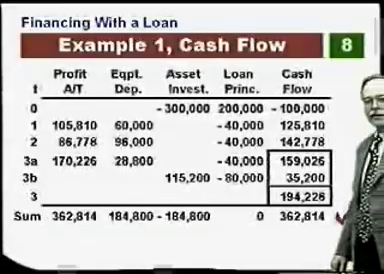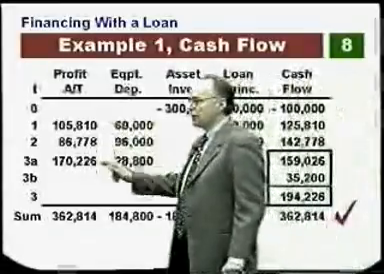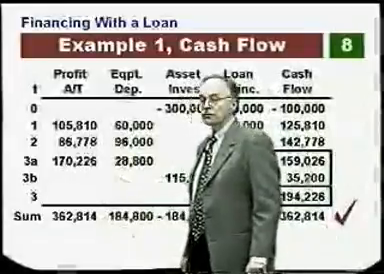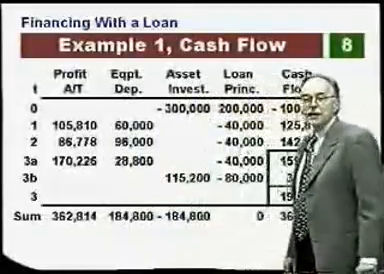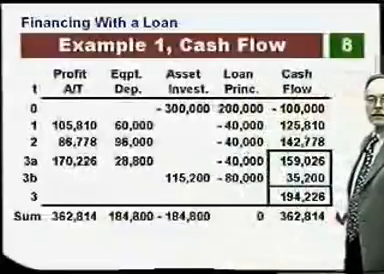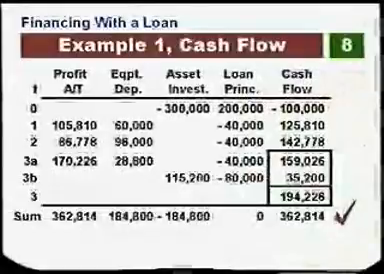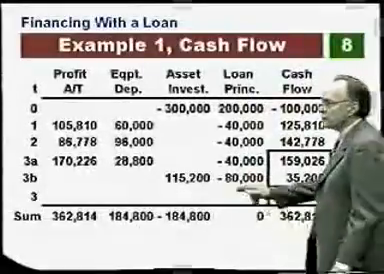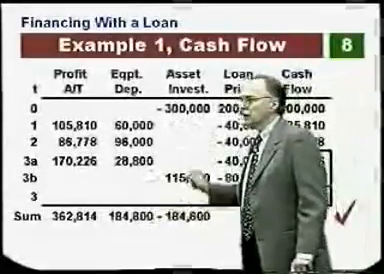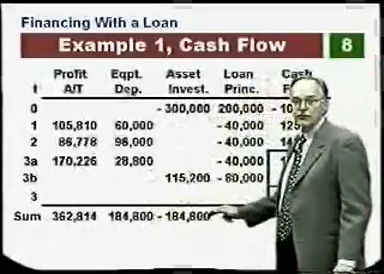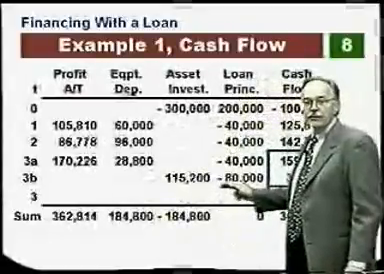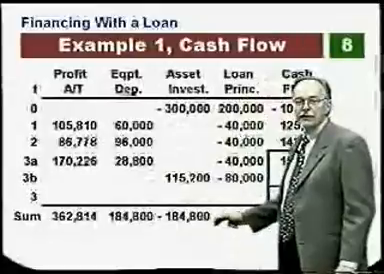We can also do a sanity check. We notice that the sum of the profit after tax, $362,814, is exactly equal to the cash flow after tax, $362,814. And also the sum of the equipment depreciation column is the same as the sum of the asset investment, where we have the tax-sheltered portion of the asset salvage value here.